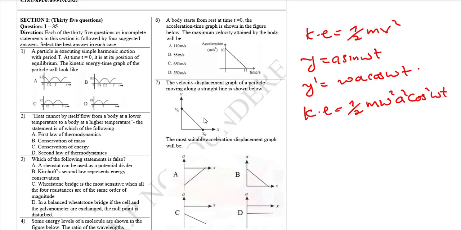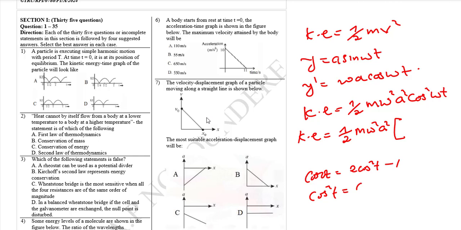Now what do we see? Let me rearrange this in a good way. So the kinetic energy will be a half times m omega squared a squared. Now I'm going to write this cos squared as we know from the trigonometric identities that cos 2t is equal to 2 cos squared t minus 1. So my cos squared t will be equal to cos 2t plus 1 divided by 2. So I'm going to use that notion here.